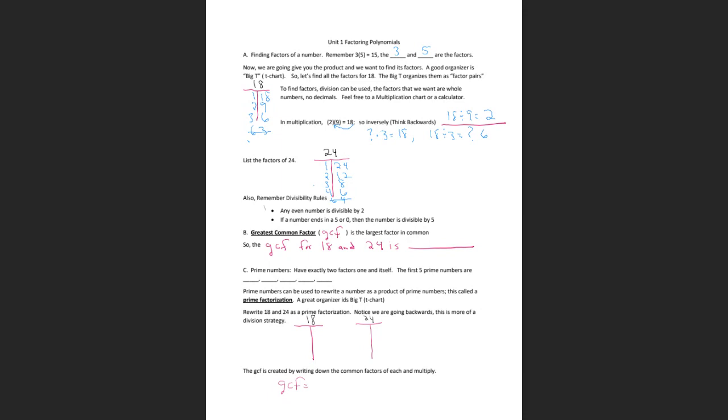Something else to pick up on is the divisibility rules. Remember, any even number is divisible by 2, which means 2 is a factor of any even number. Also, if a number ends in 5 or 0, that number is divisible by 5, which means 5 is a factor of any number that ends in a 5 or a 0.